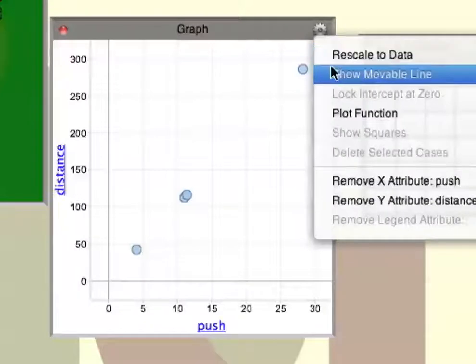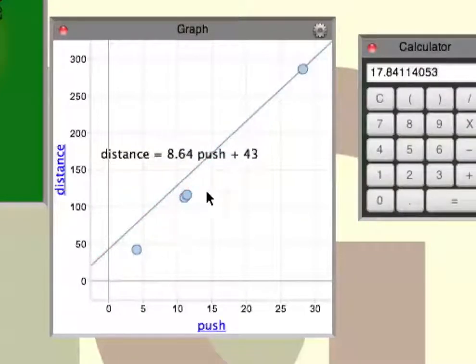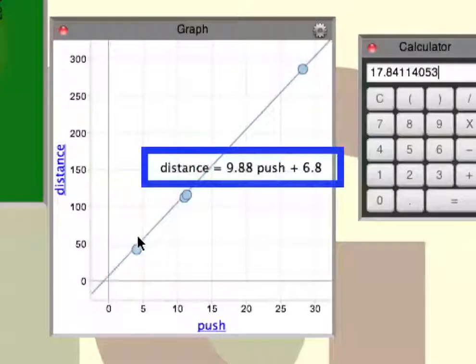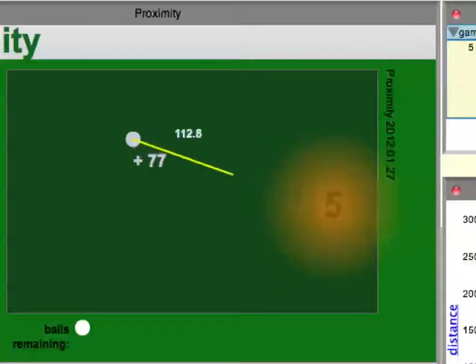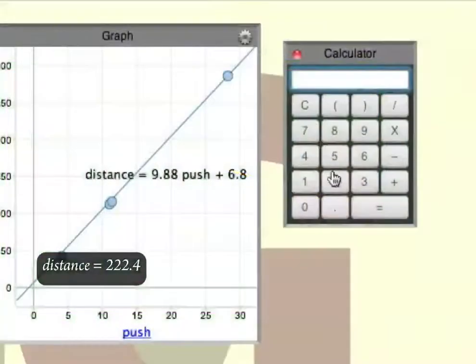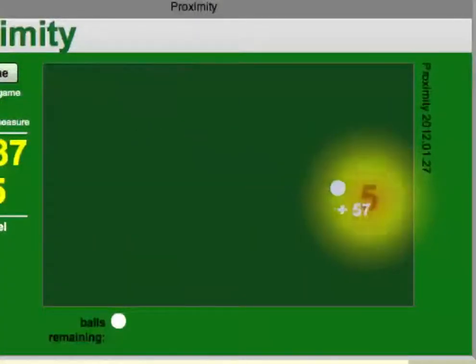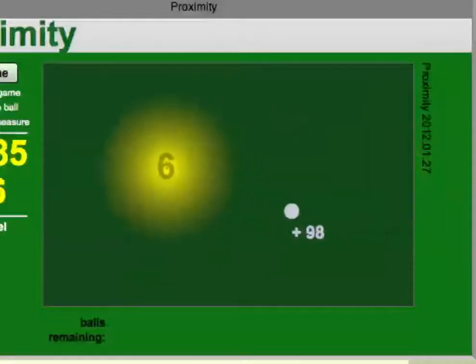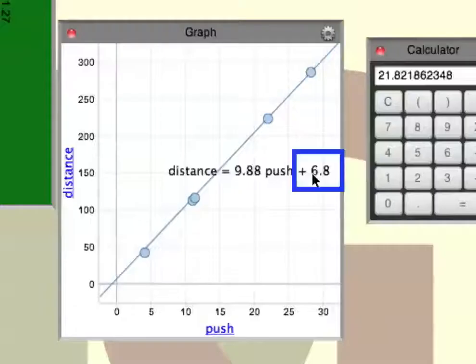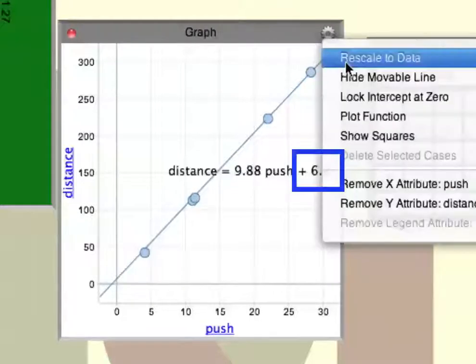If you put a line on the graph and adjust it to move through the points, you have a mathematical model of the game you can use to improve your score. Measure the distance you want the ball to travel and solve the equation for how hard to push it. Perhaps you've noticed a way to improve your strategy even further.